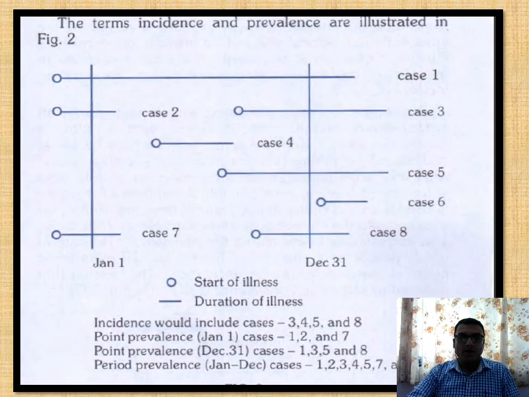So what are the point prevalent cases on January 1? These are case number 1, case number 2 and case number 7. What are the point prevalence cases on December 31? These are case number 1, 3, 5 and 8. And what are the period prevalence cases from January 1 to December 31? These are the first case, second case, third case, fourth case, fifth case, seventh case and eighth case, except the sixth case because it appeared after our time period.